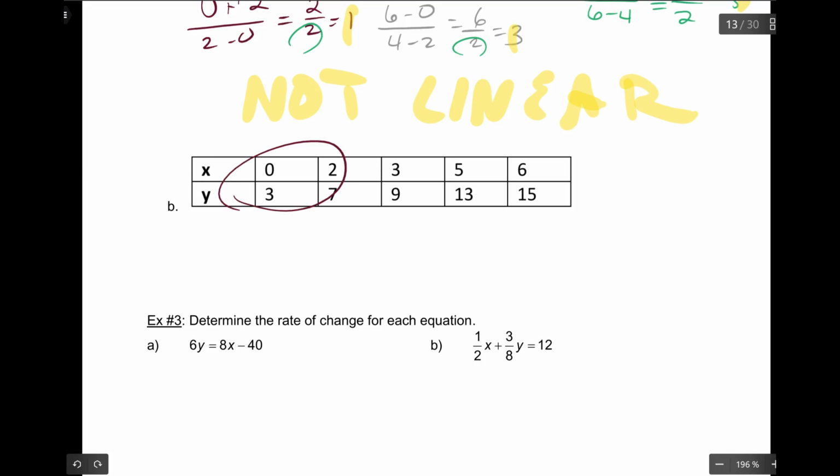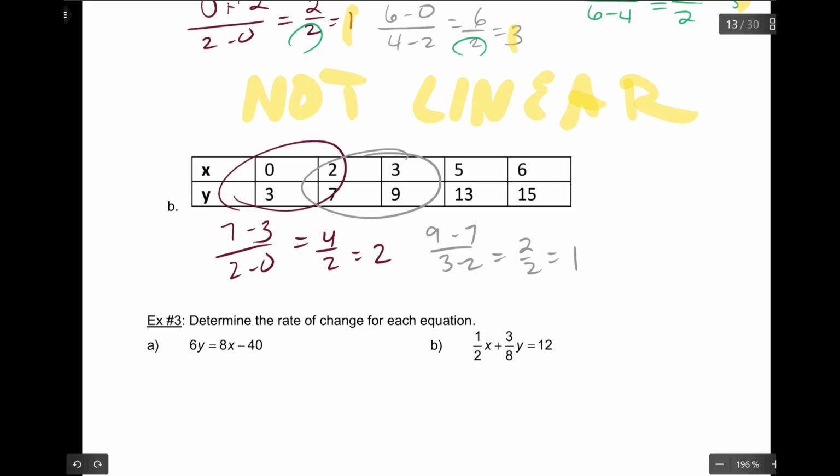Lastly, let's try these. So 7 minus 3 over 2 minus 0. It's 4 over 2, so 2. Right here is 9 minus 7 over 3 minus 2. So that's 2 over 1, so that's a slope of 2. Let's see, 13 minus 9 over 5 minus 3. 4 over 2 simplifies to 2.